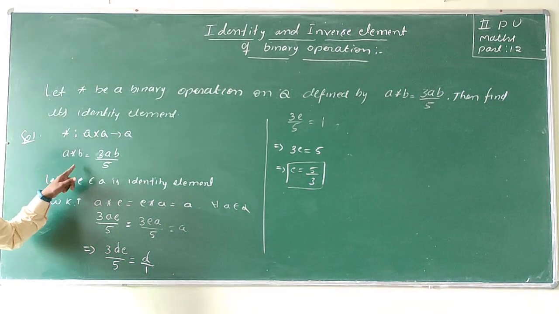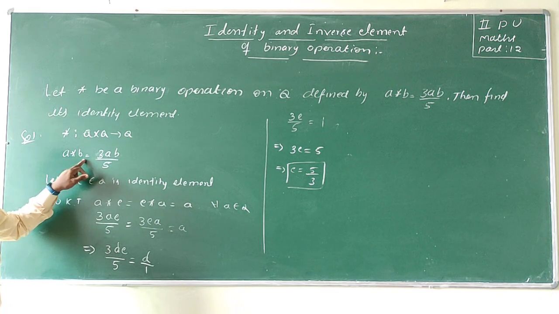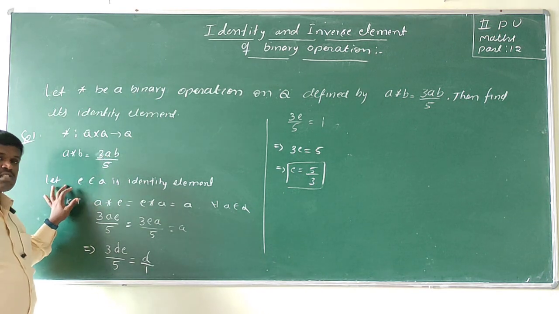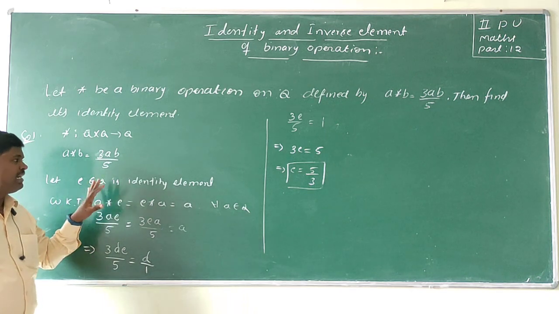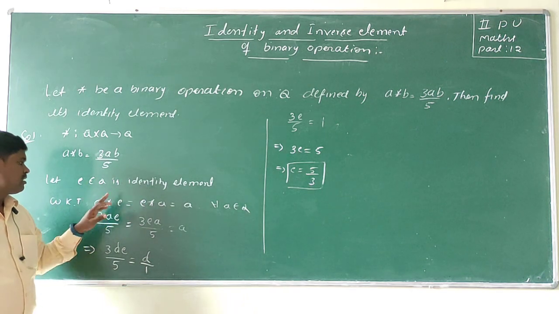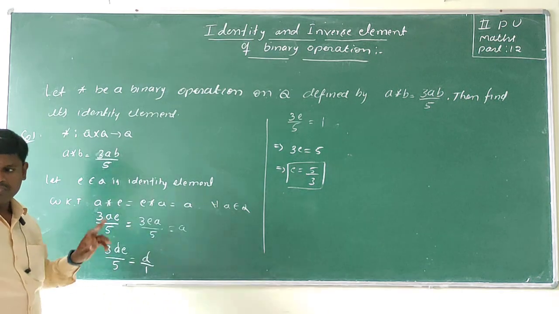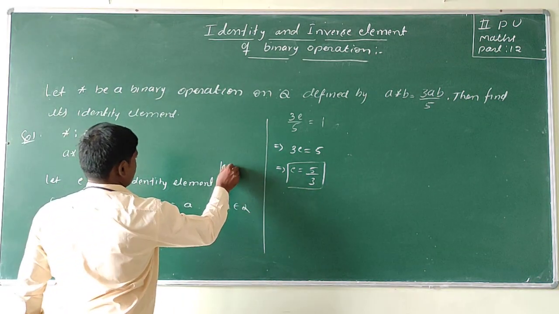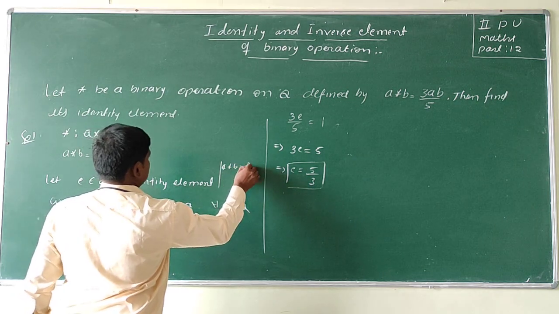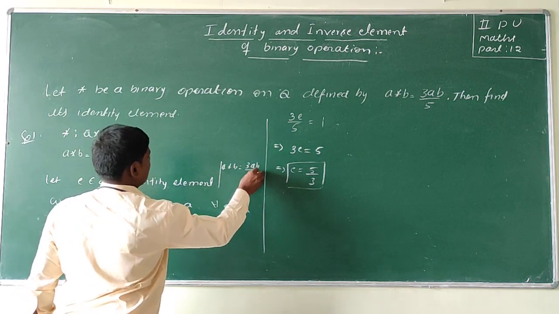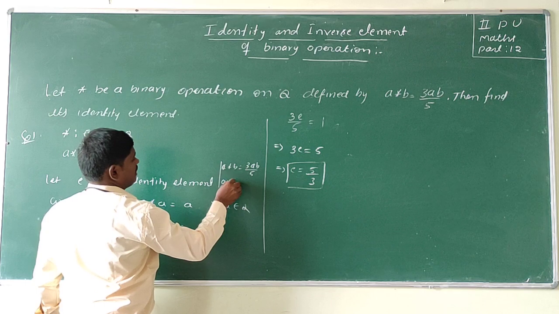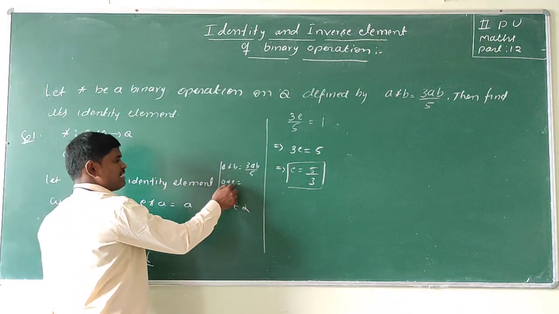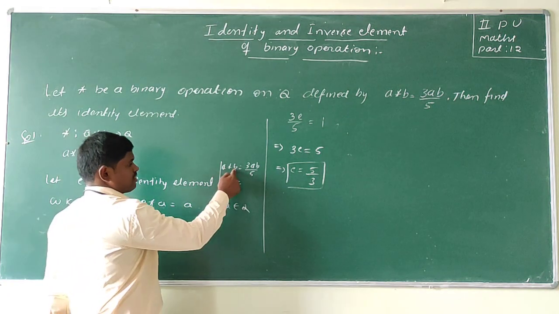So observe here, A star B is equal to 3AB by 5. We are considering E belonging to Q as an identity element. Then A star E is equal to, since A star B is equal to 3AB by 5, in place of B, E is there.